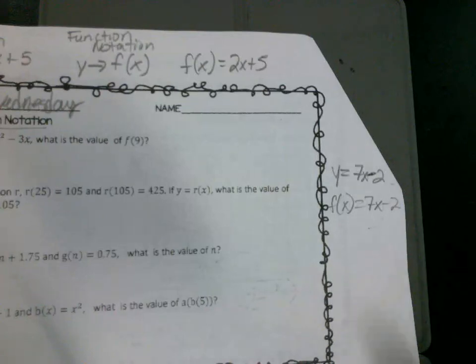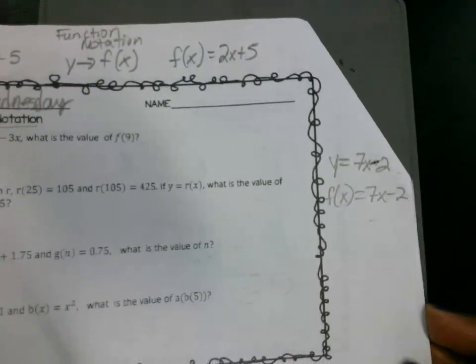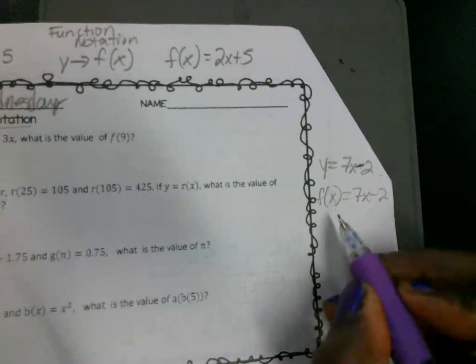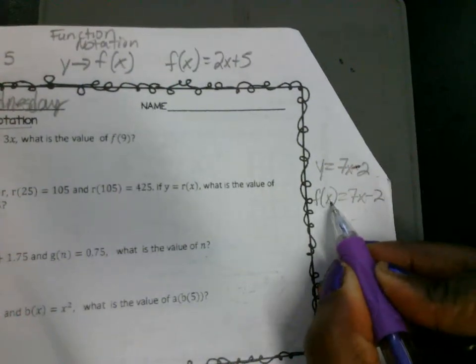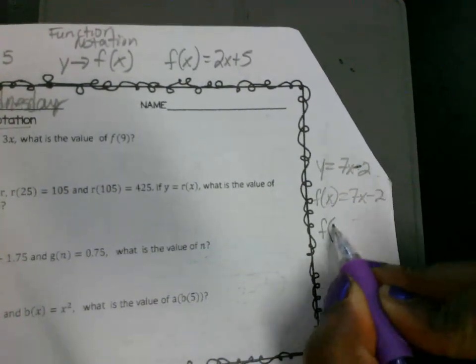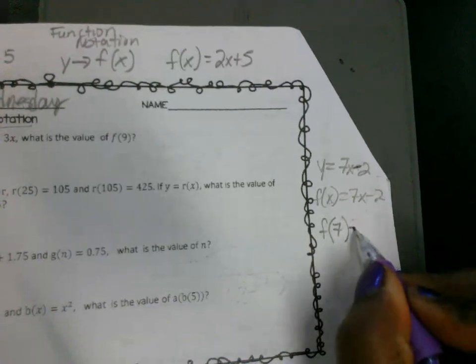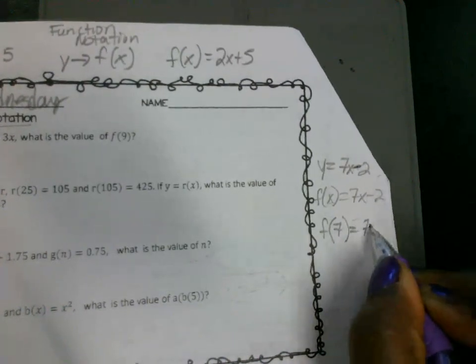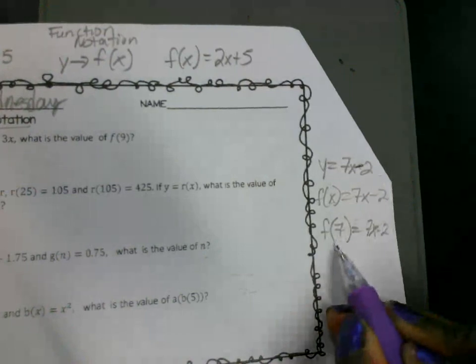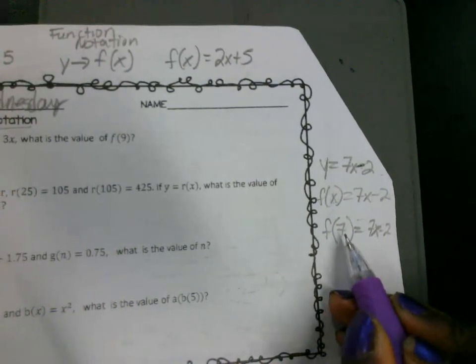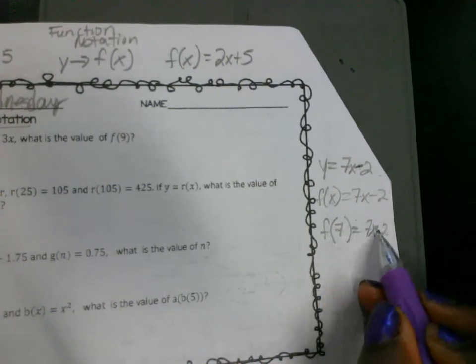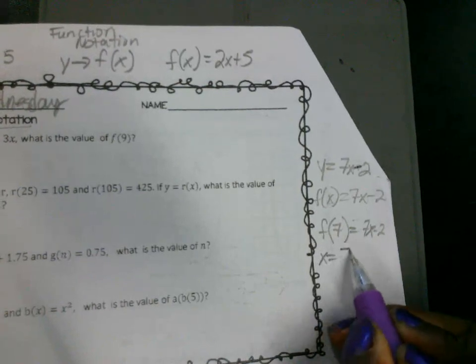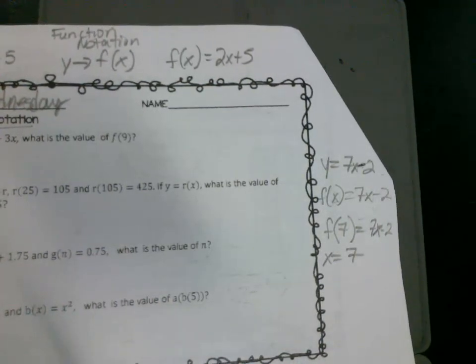Good. All right, so now remember, when they put a number in the place of where x is, if they put f of 7 is equal to 7x minus 2, they are telling you that they want you to substitute 7 in the place of x, that x is equal to 7. Okay? That is what they're saying. Any questions, comments, or concerns?